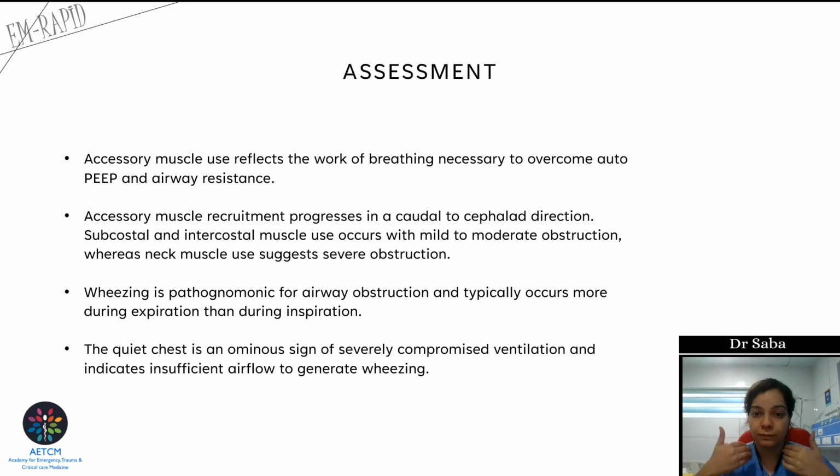As in, first your subcostal and intercostal muscles will be affected, then eventually there will be nasal flaring, usage of neck muscles, and sternocleidomastoid muscles will be seen. So the respiratory distress progresses, or the accessory muscle usage progresses, from the caudal to cephalad direction. And wheezing is pathognomonic of asthma, as there will be bronchospasm, which will cause airway obstruction. And it will be more during expiration rather than during inspiration.